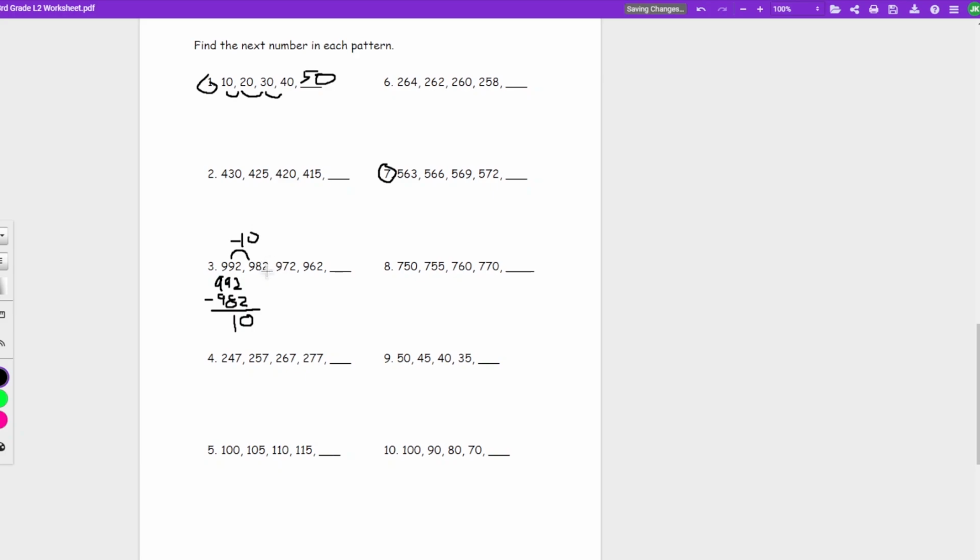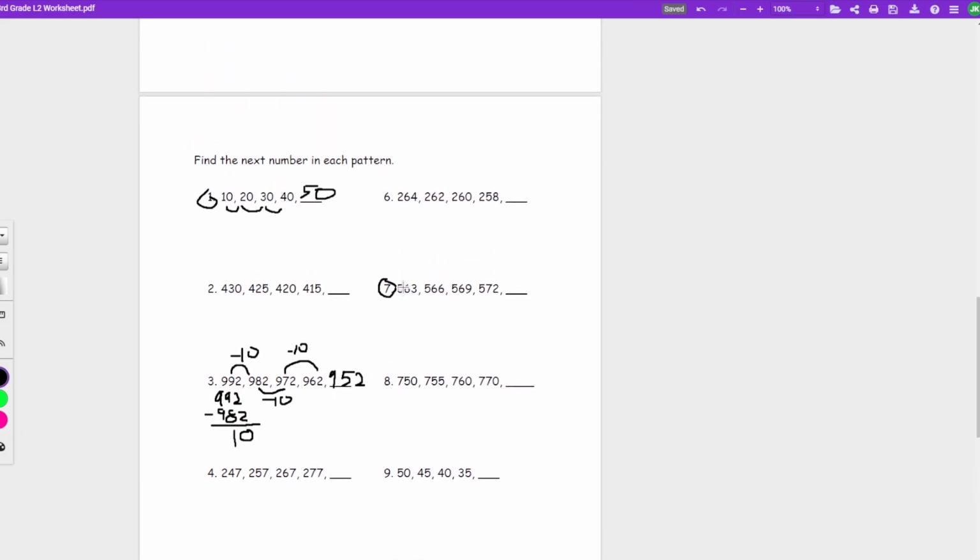Now, I'm going to look at these two numbers, 982 and 972. Well, I don't have to do any subtraction because I can obviously see that it's also going down by 10. And so are these two numbers. So, using this information, I can assume that the next number is going to be 962 minus 10, or 952.